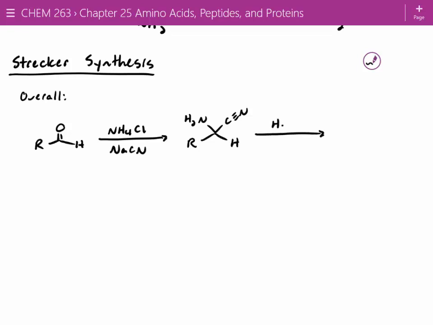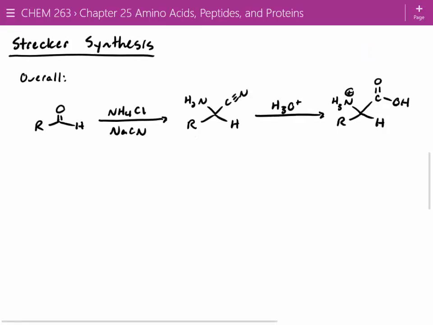The next step, we can take acid, and what do acids do with cyano groups? So, yeah, we can change it to a carboxylic acid, right? So if we have a cyano group, you can convert that cyano group to a carboxylic acid. And if we look at this, it doesn't look like the standard way of drawing an amino acid, but it is an amino acid. So let's take a look at the mechanism.